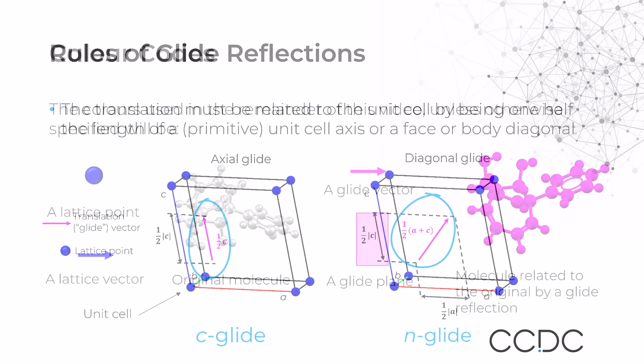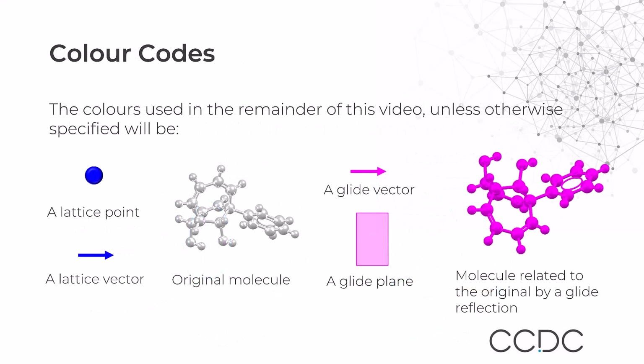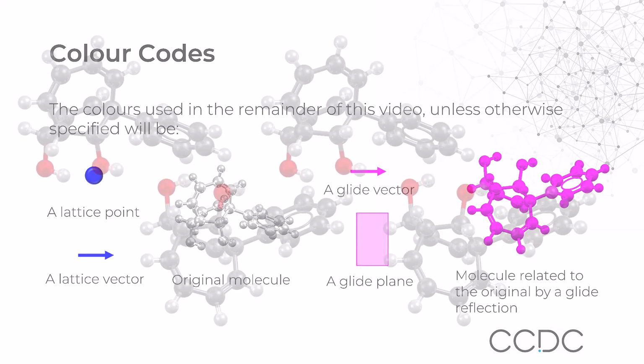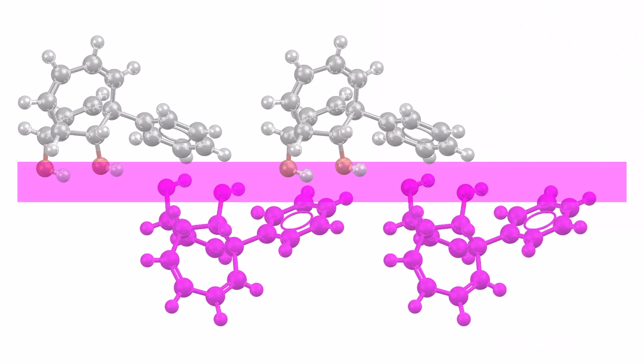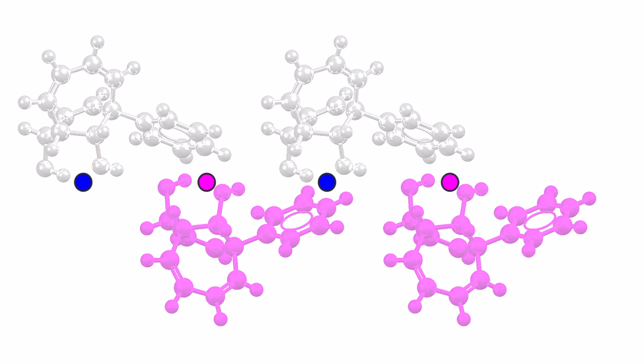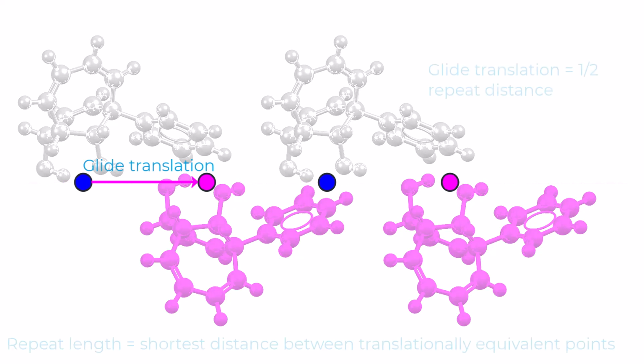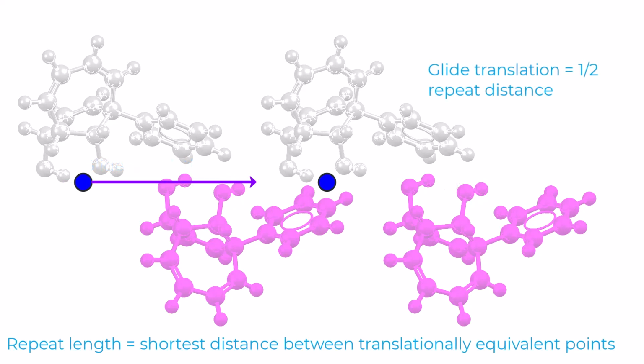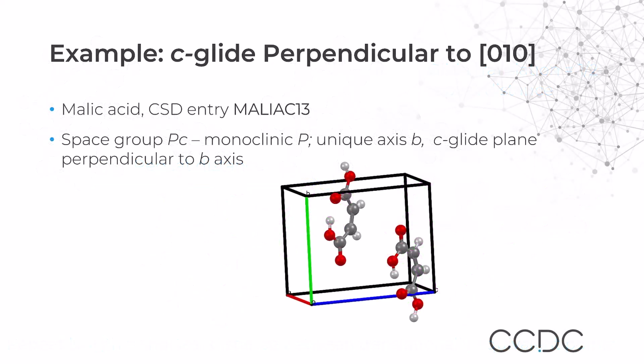To make things easier, we can use colours to help identify molecules. The magenta molecules are related by a glide reflection to the original molecules, which are coloured silver. Returning to the example of the molecules in a line, we can mark on reference points for the original molecules and glide reflected molecules. It then becomes obvious that the repeat length here is twice the glide translation.